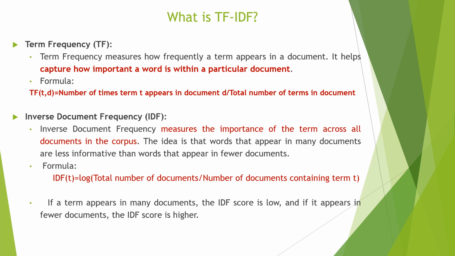If the IDF score is low, then the term appears in many documents. If the IDF score is high, then the word appears in fewer documents. We multiply these two values, TF and IDF, to get the score, and we'll analyze the features in the next stage by applying machine learning or deep learning techniques on the vectors that we generate.